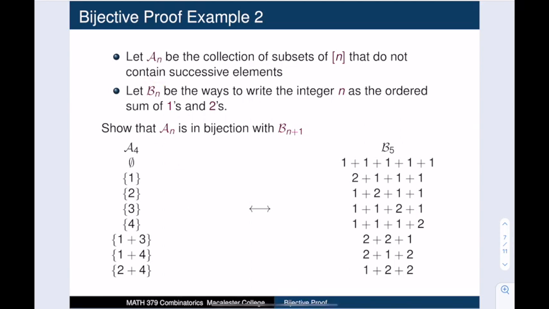The second set, b sub n, is the ways to write the integer n as the ordered sum of 1s and 2s. And here are the 8 different sums in b sub 5. And note that the order of these numbers matters. The sum 2 plus 1 plus 1 plus 1 is different than 1 plus 1 plus 2 plus 1. So our job is to show that a sub n is in bijection with b sub n plus 1.